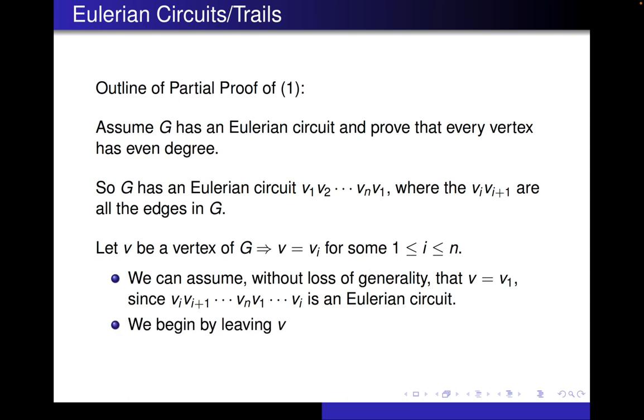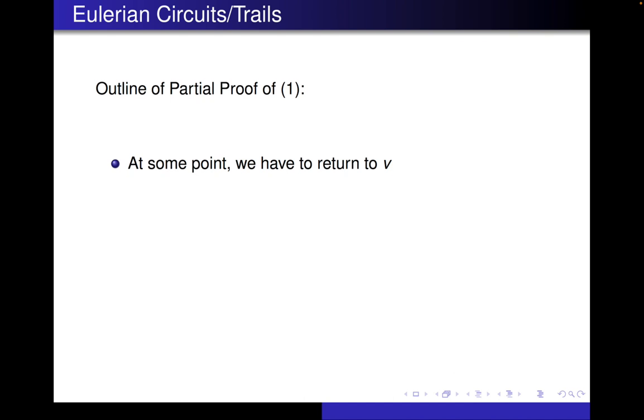So the first thing we're going to do when we go on our Eulerian circuit is leave V. Now, we have to leave V along an edge. So that's one edge that we've already traveled on that V is incident to. Now, that cannot be the only edge that V is incident to, because since V is the first vertex in our Eulerian circuit, it has to be the last one as well. That means we have to come back to it sometime, right? At some point, we have to return to V. And we have to return to V along a different edge than the original one because we can't use any edge more than once. So that's two edges we have so far.